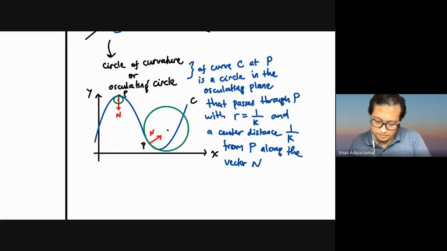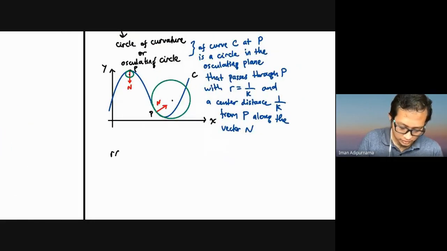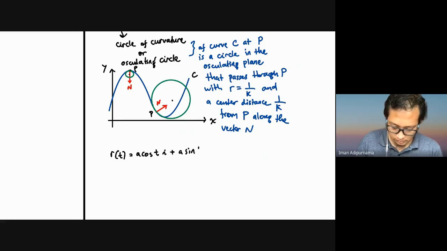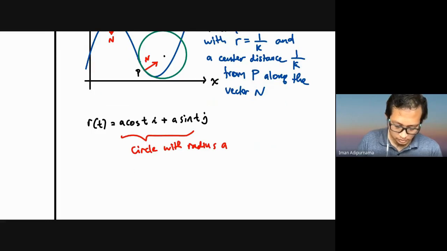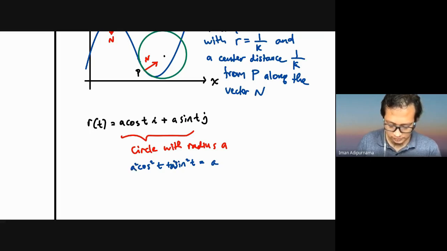There is some proof for the osculating. If we are writing the curvature, but let me write this as a vector function of a cos t. So this is a circle, okay, with radius a. Okay, remember that this circle needs to be a, so it should be a and a squared, right? Okay.